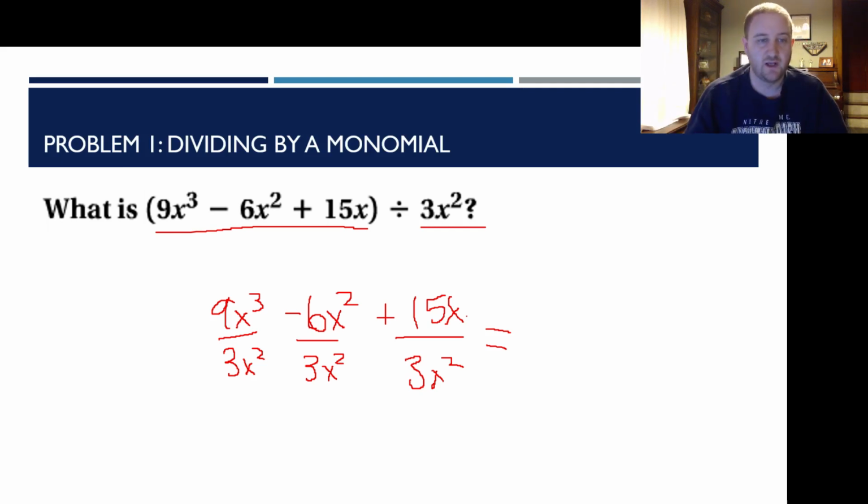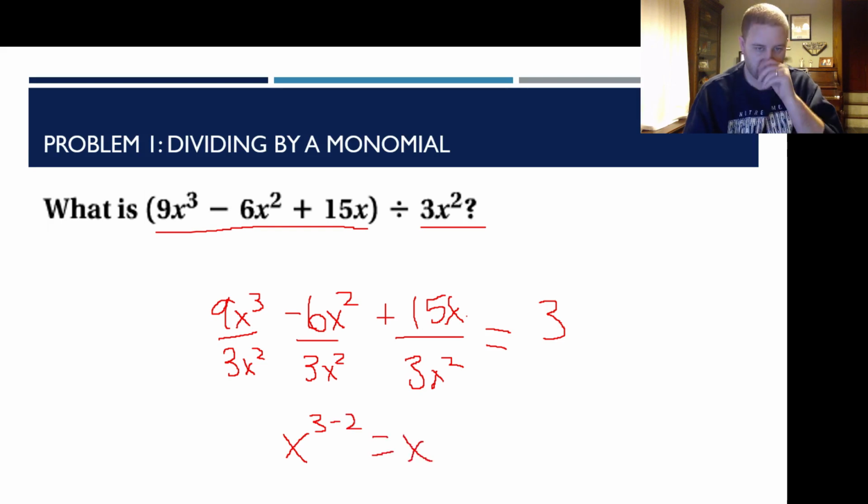So this first one, you're going to do 9 divided by 3, which is 3, and then x cubed divided by x squared is x to the 3 minus 2, which is x to the first power, right? So this first one's going to be 3x. Next, we've got negative 6x squared divided by 3x squared. Well, negative 6 divided by 3 is negative 2, and then x squared divided by x squared is just 1.